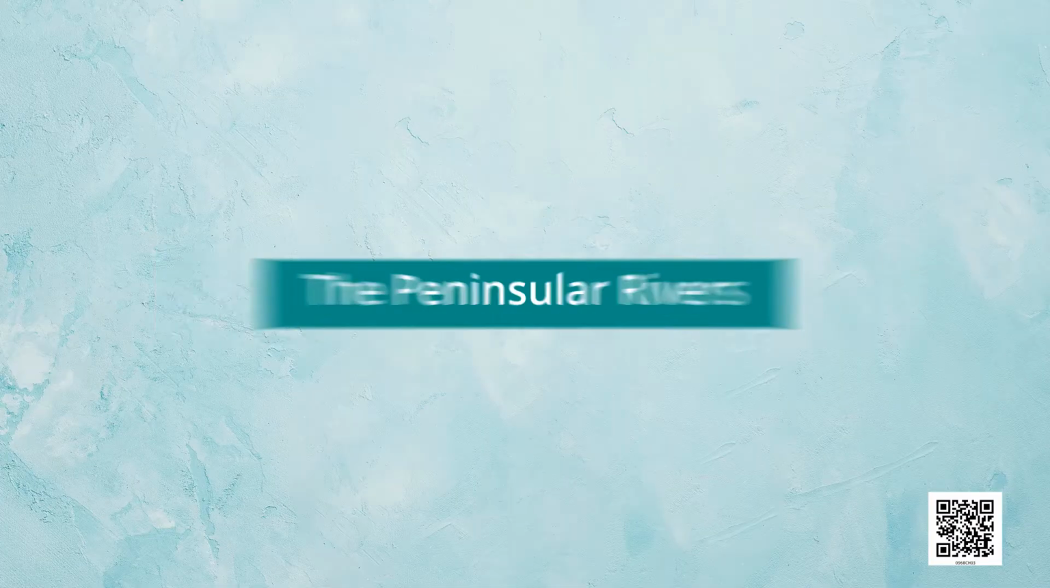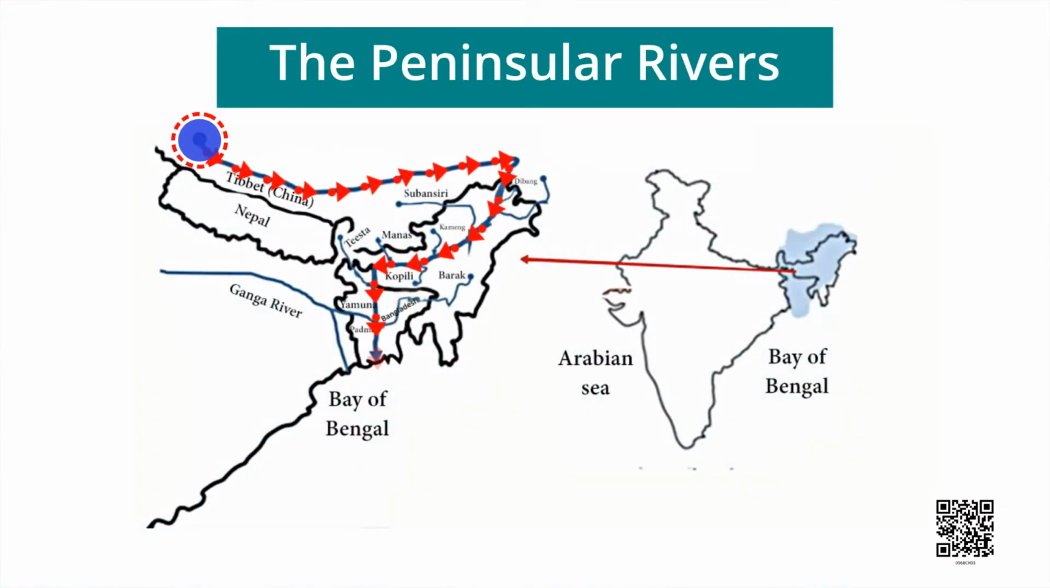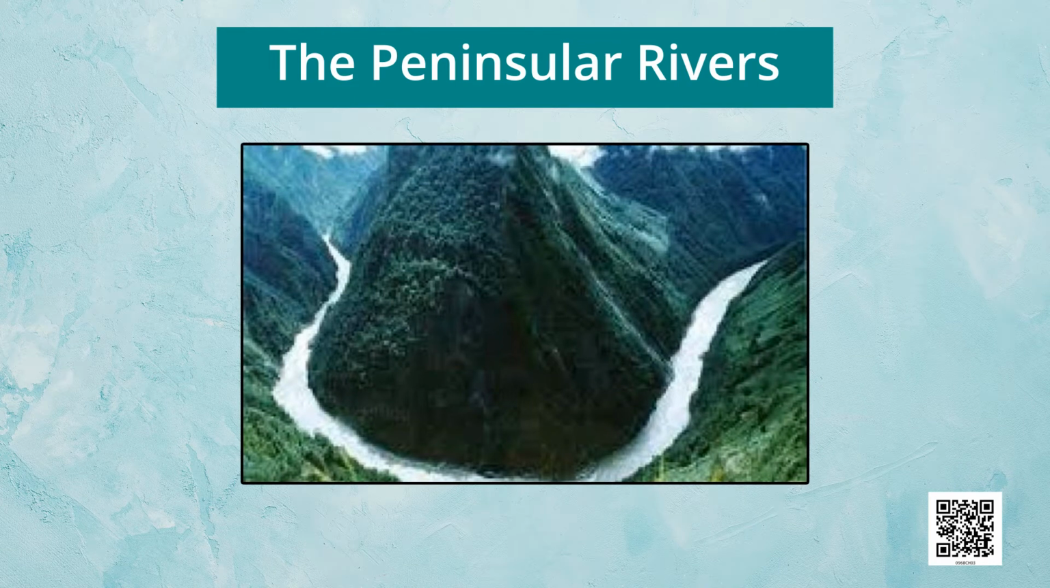Next in the list is the Brahmaputra river system. The Brahmaputra rises in Tibet east of Mansarovar Lake, very close to the source of the Indus and the Satluj. It is slightly longer than the Indus and most of its course lies outside India. It flows eastwards parallel to the Himalayas. On reaching the Namcha Barwa, it takes a U-turn and enters India in Arunachal Pradesh through a gorge.